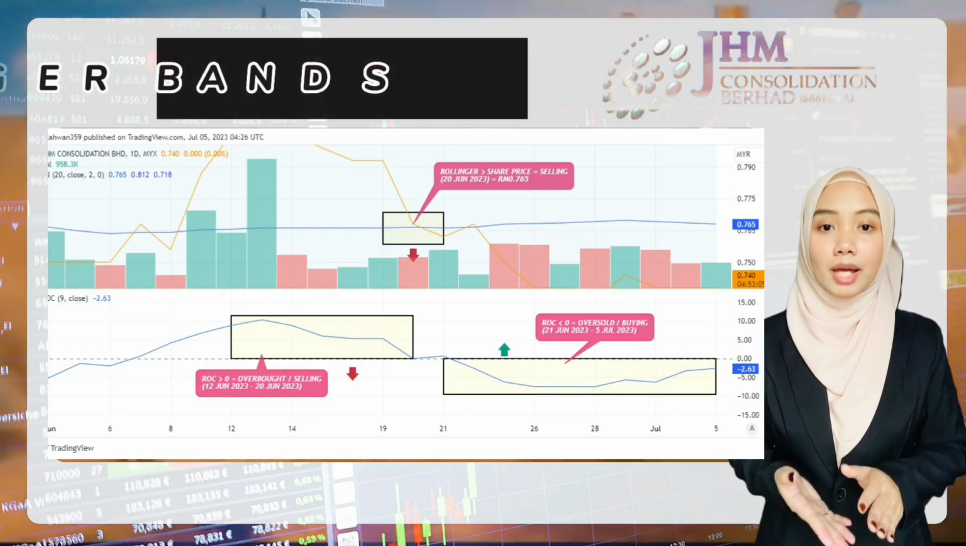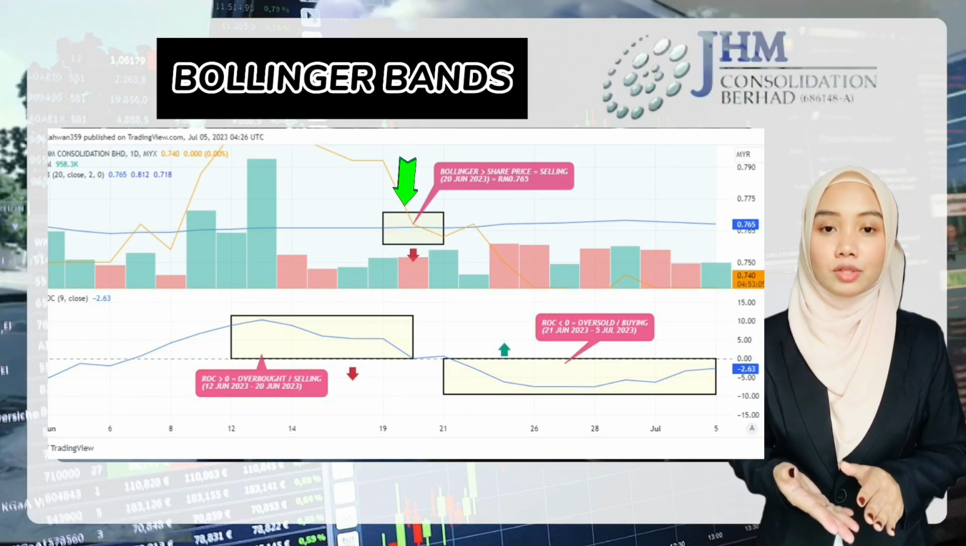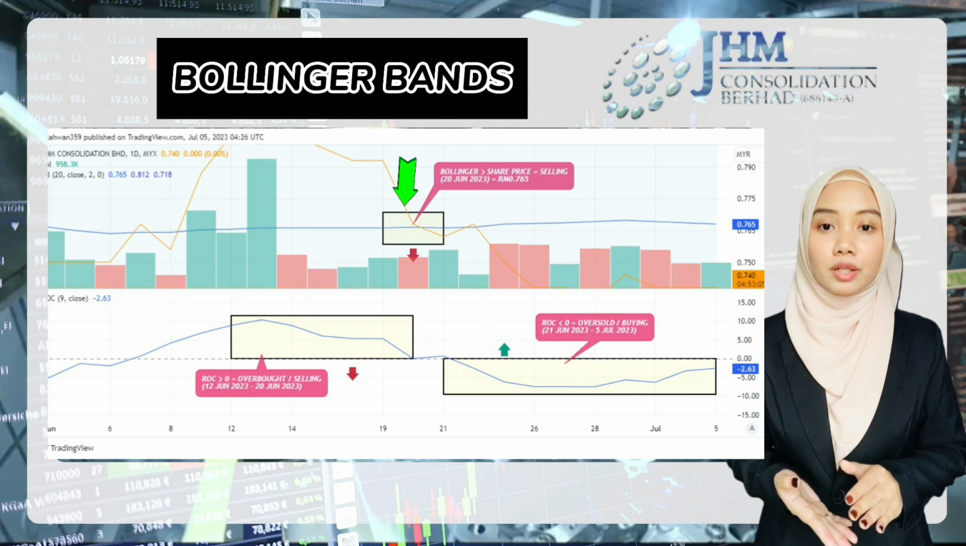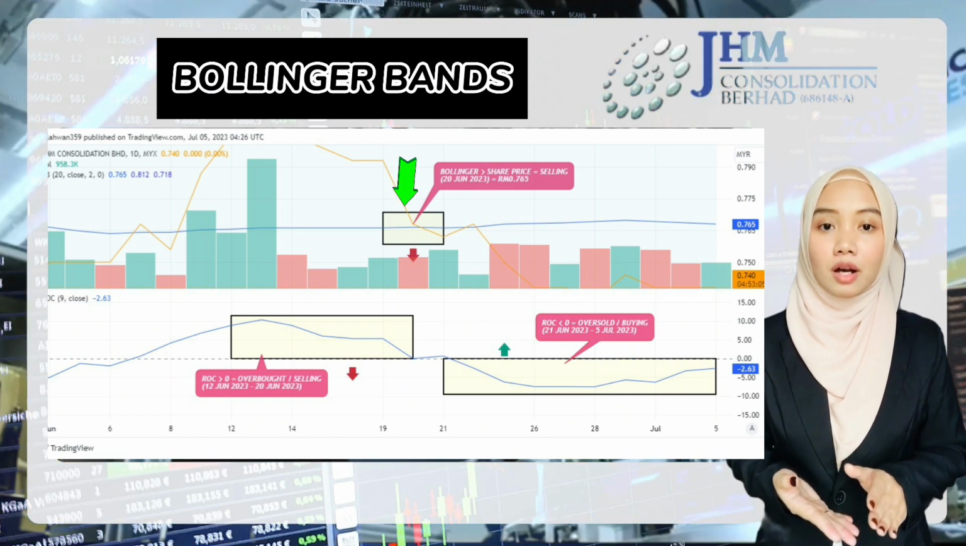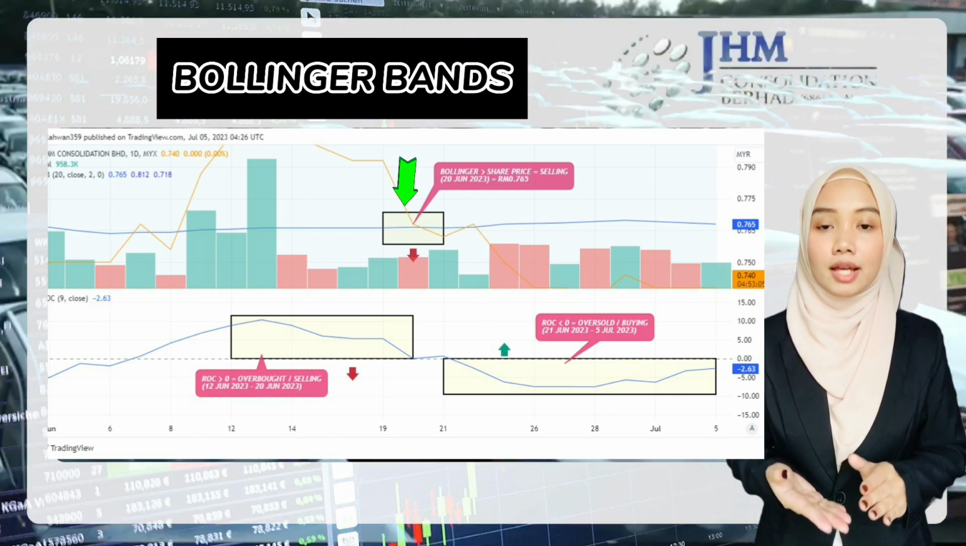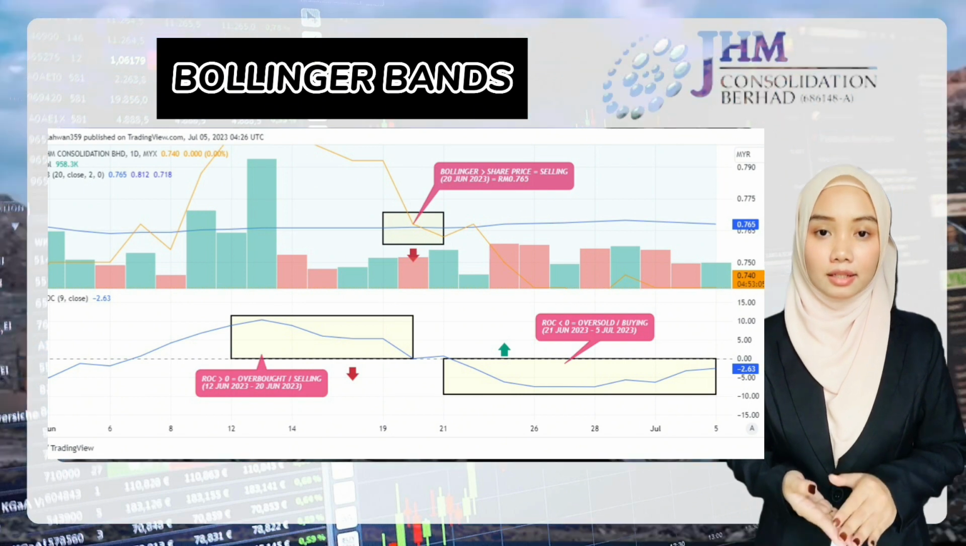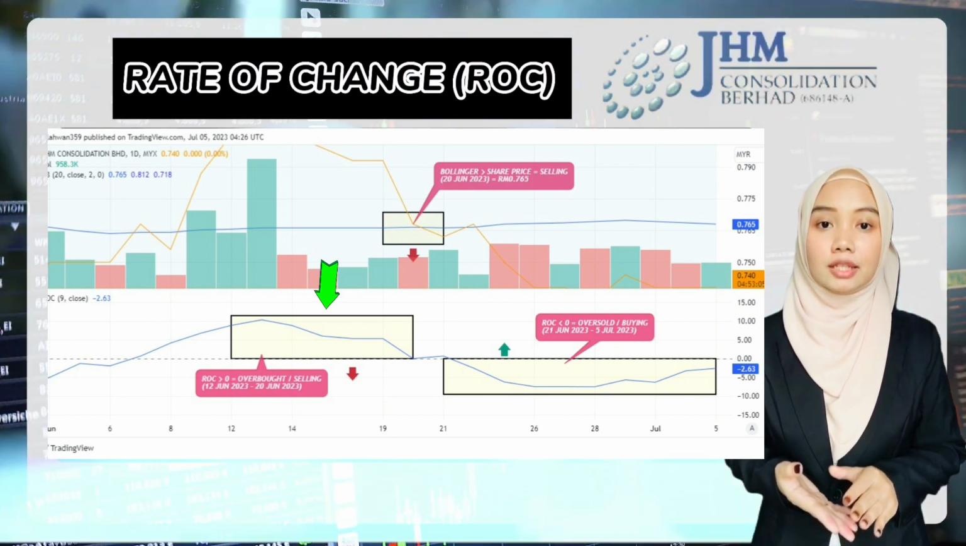For the Bollinger Band graph, on 20 June 2023, the share price was lower. The Bollinger Band stock is considered oversold and signaling a selling signal. Lastly is rate of change indicator.